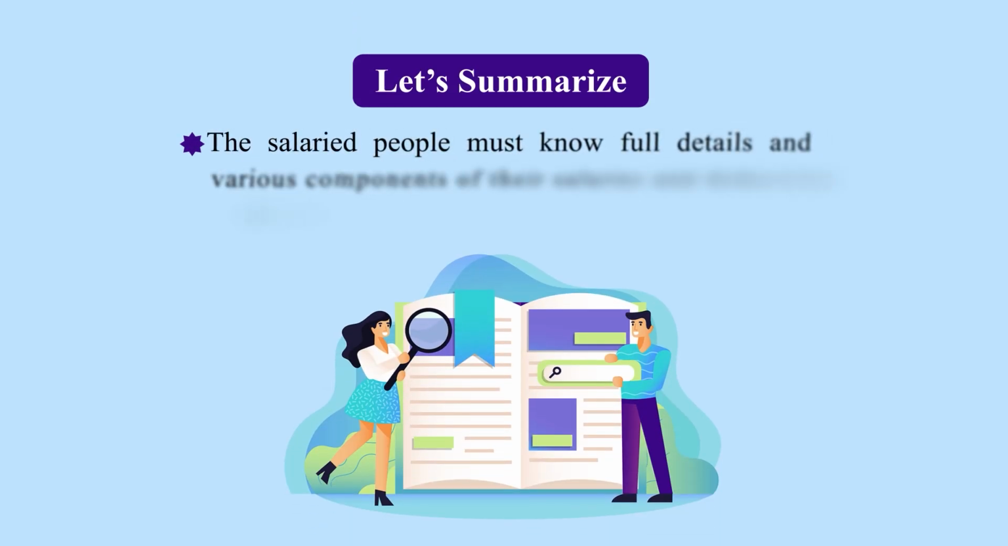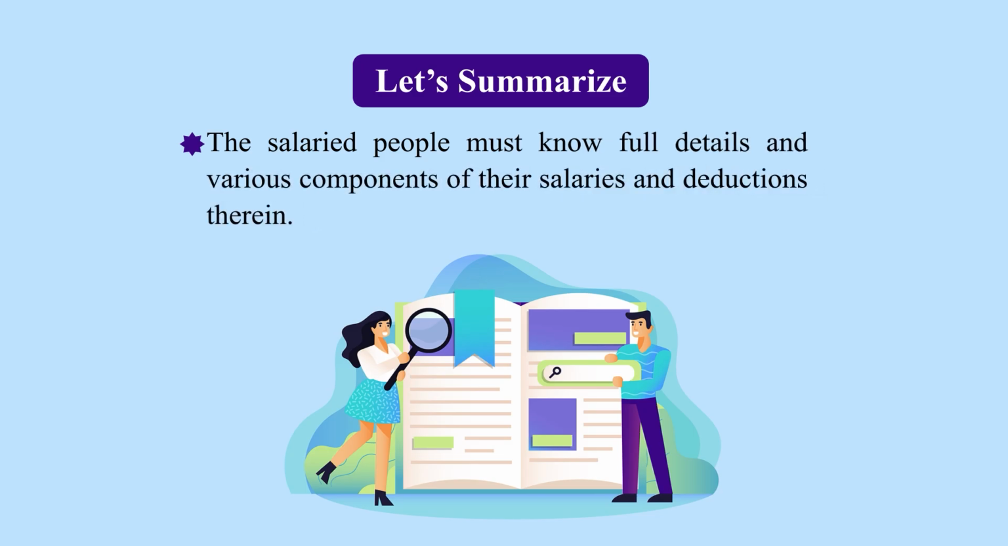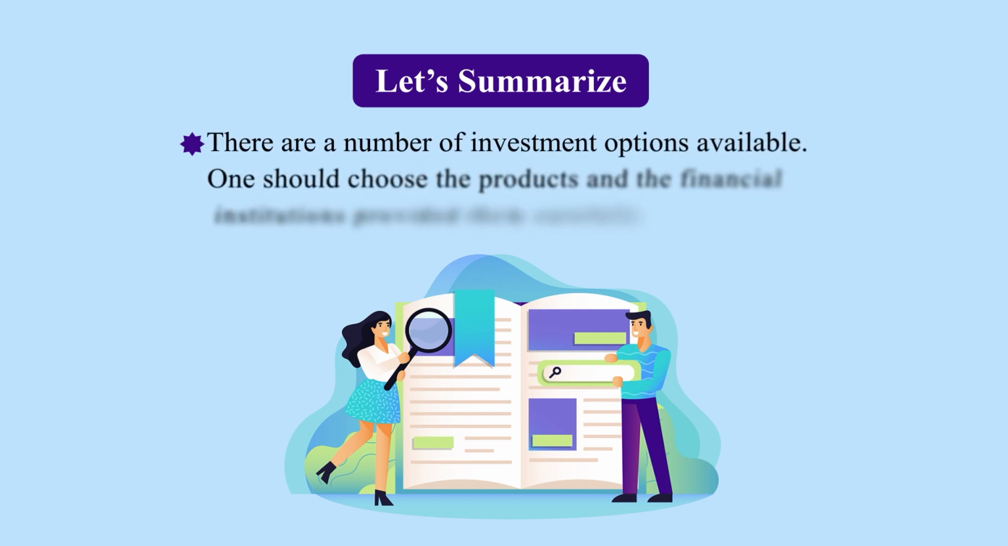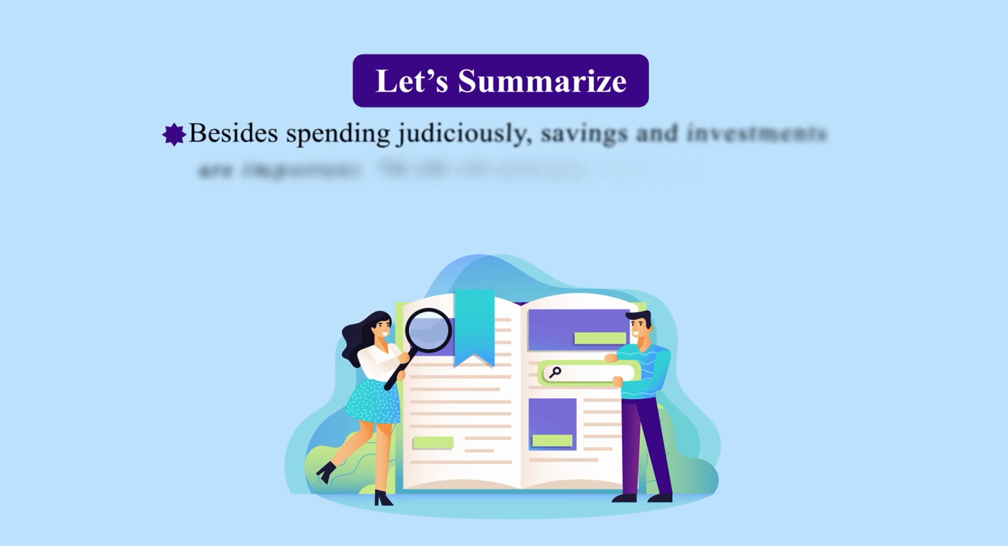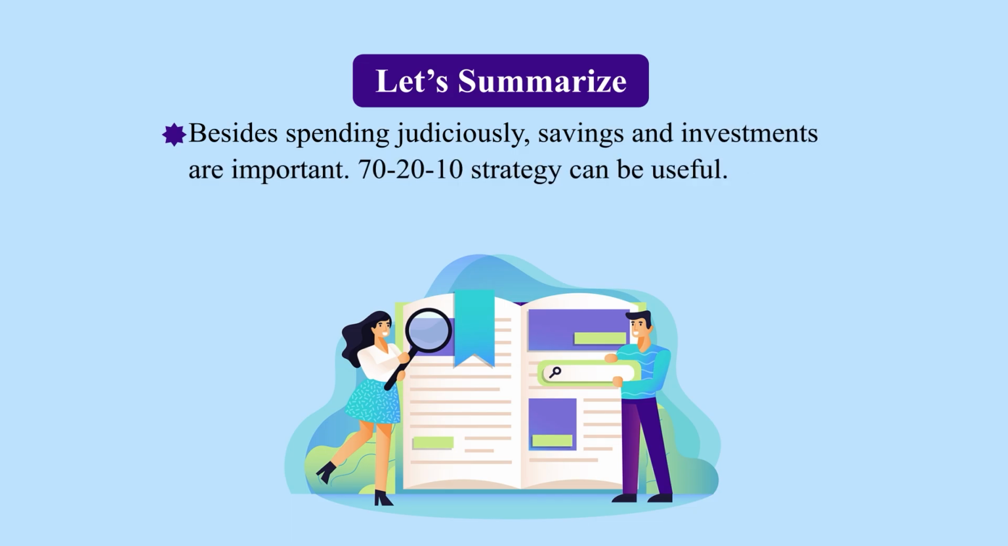So, let us summarize. Salaried people must know the full details and various components of their salaries, allowances and deductions. There are a number of investment options available for them. They should choose the products and the financial institutions carefully based on their financial goals. Besides spending judiciously, savings and investments are important. The 70-20-10 strategy, as we discussed, can be a useful method of deploying funds, and then financial literacy definitely helps.